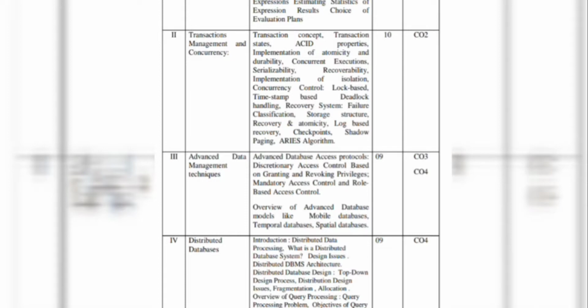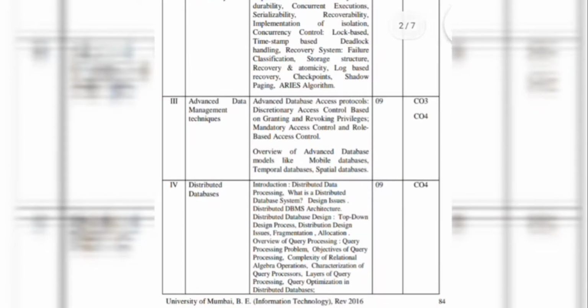Then I have module number two. In module number two, we are going to discuss transaction management and concurrency control. What do you mean by transaction? What do you mean by ACID properties? What do you mean by concurrent executions? What do you mean by recoverability? All this we are going to see in transaction management. Later on, we have concurrency control, like timestamp based protocols, deadlock handling, or log based recovery systems. That we are going to see in this part of the second module.